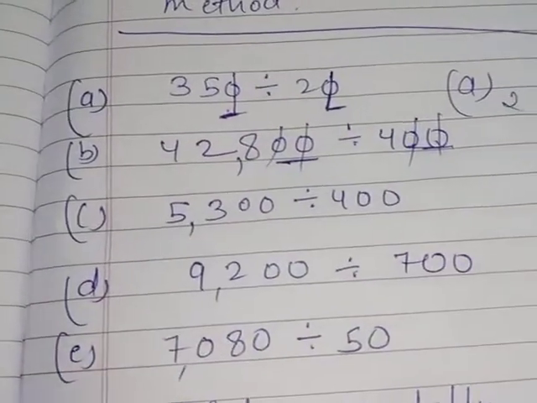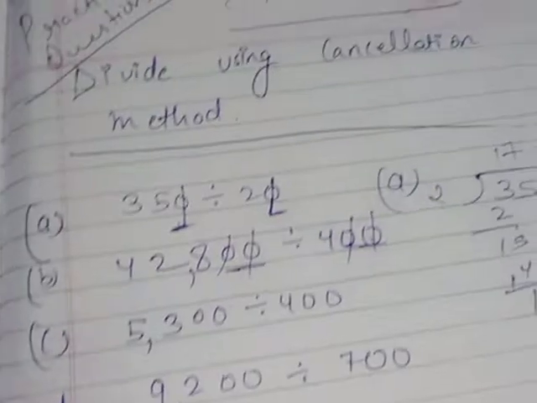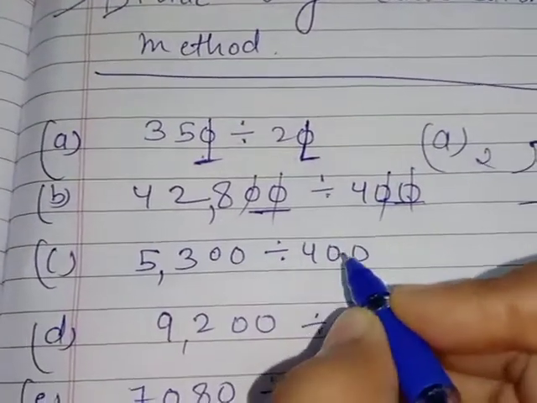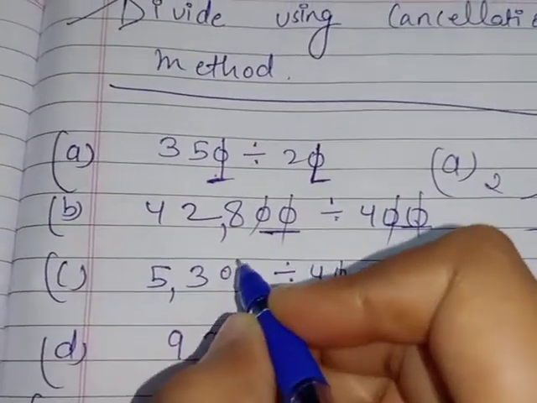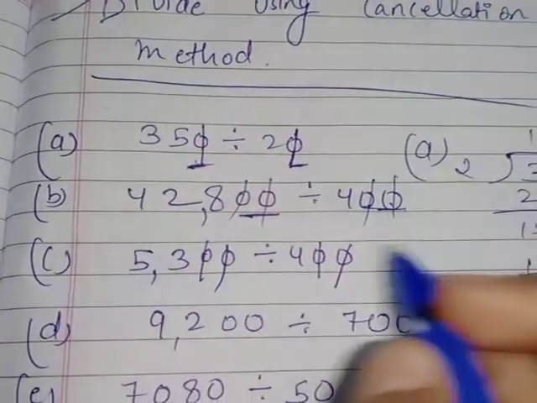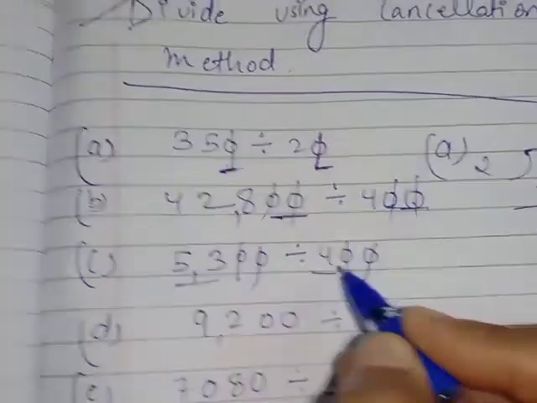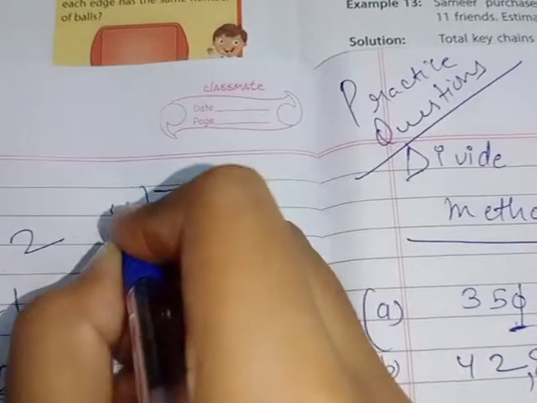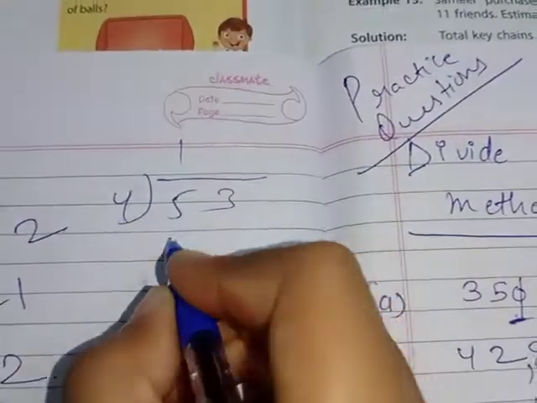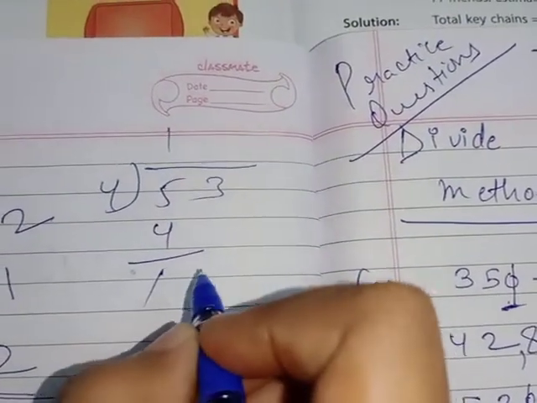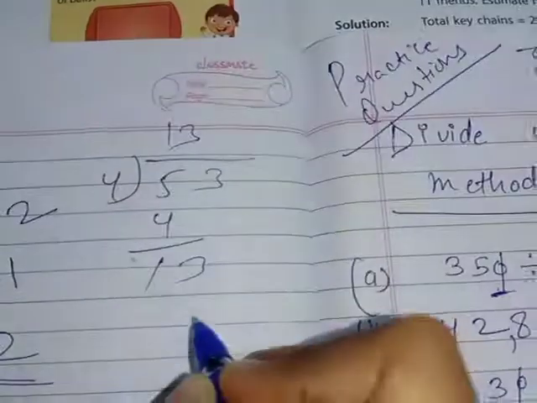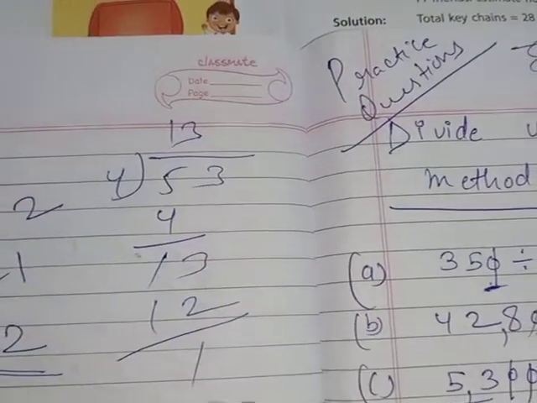And then the next one is 5300 divided by 400. So again 2 zeros are here, which can be cancelled with 2 zeros. We will divide 4 and 53. So I'll write here 4 and 53. 4 ones are 4, 1 is remaining here, 3. 4 threes are 12. So here again 1 is left.